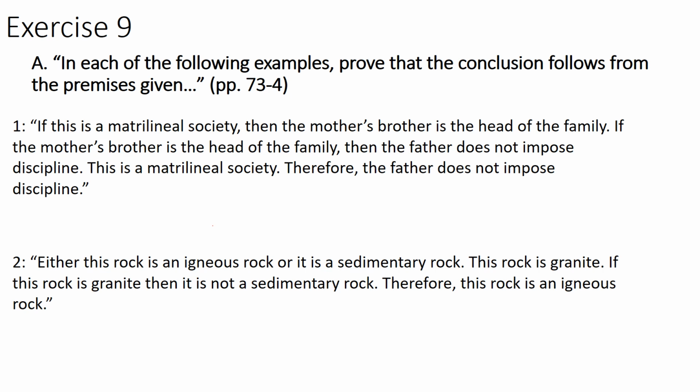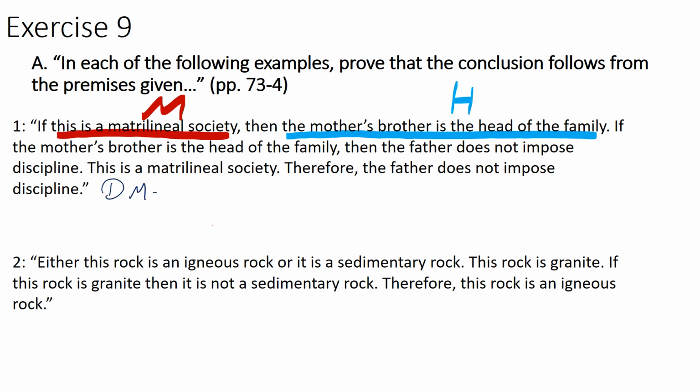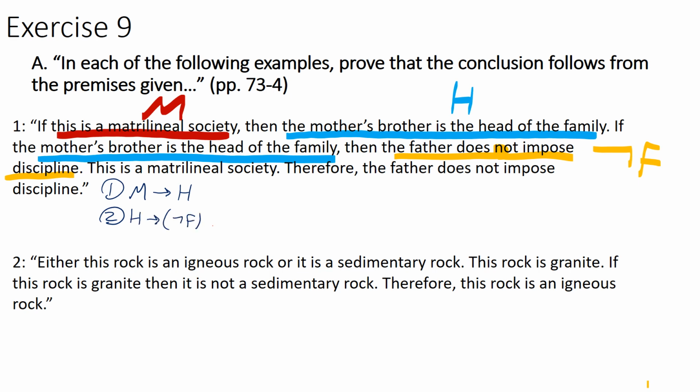The first premise, we have a conditional. This is a matrilineal society, we can give M. The mother's brother is the head of the family, we can give an H. So for line 1, which is just a premise, we have if M, then H. If the mother's brother is the head of the family, then the father does not impose discipline. We can give that a not F, taking into account that negation. So that just represents the father does not impose discipline. So for line 2, which is a premise, we have if H, then not F.